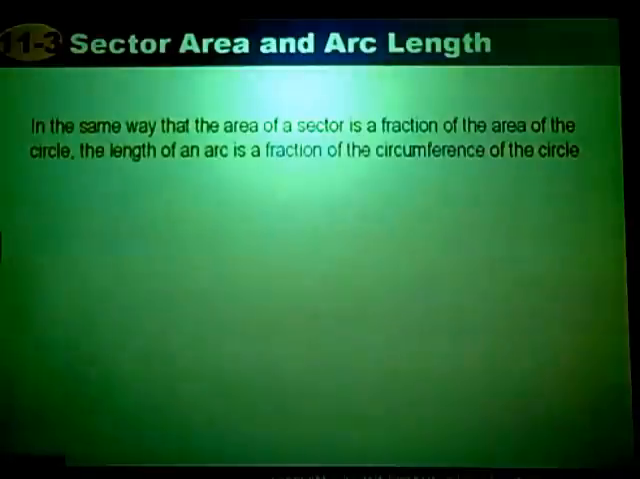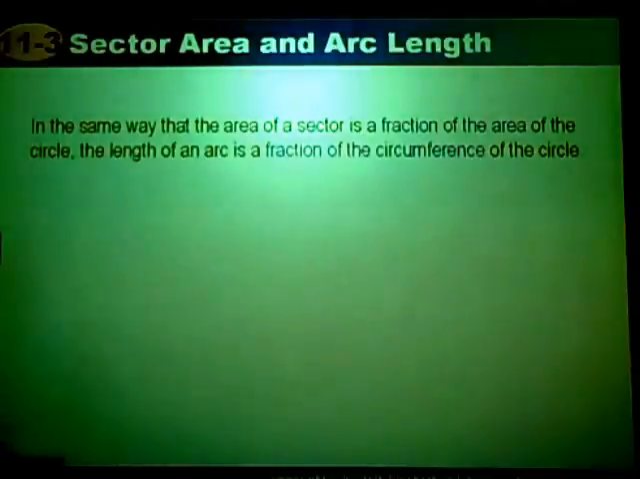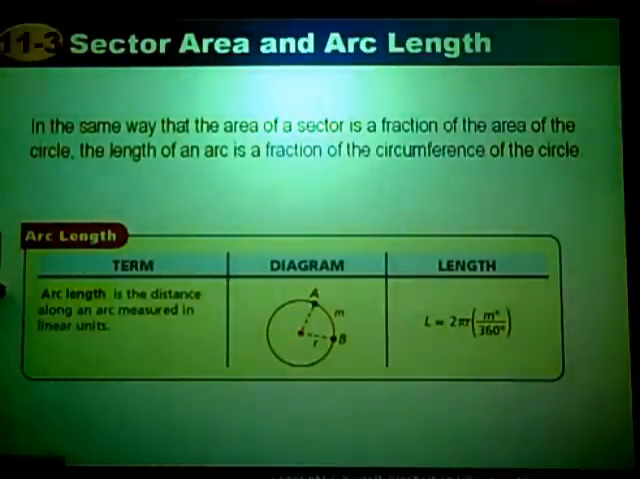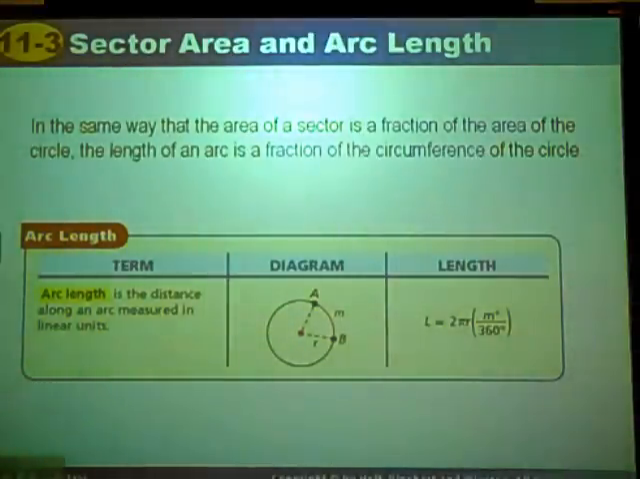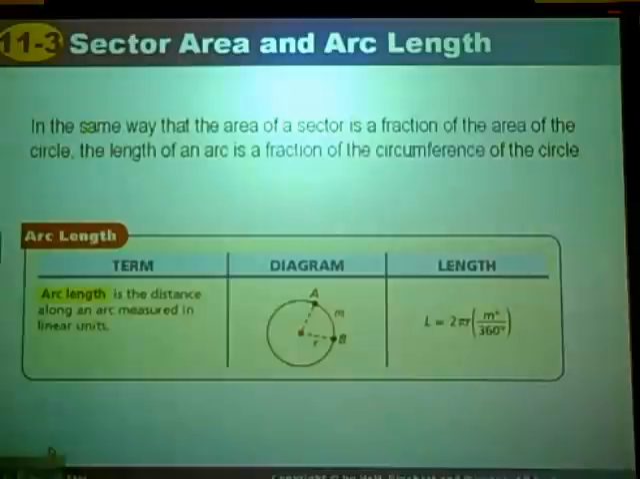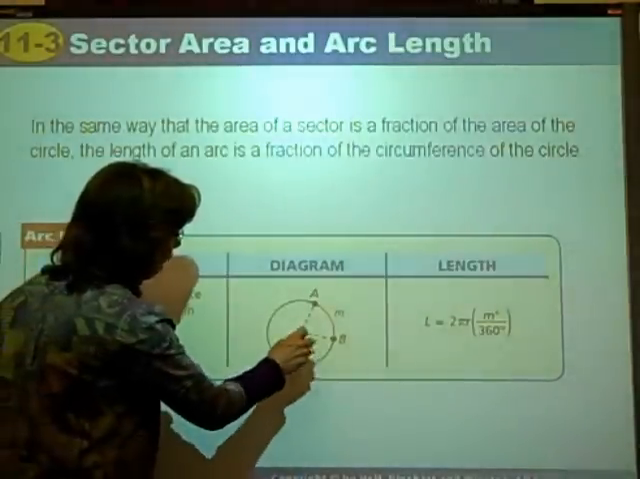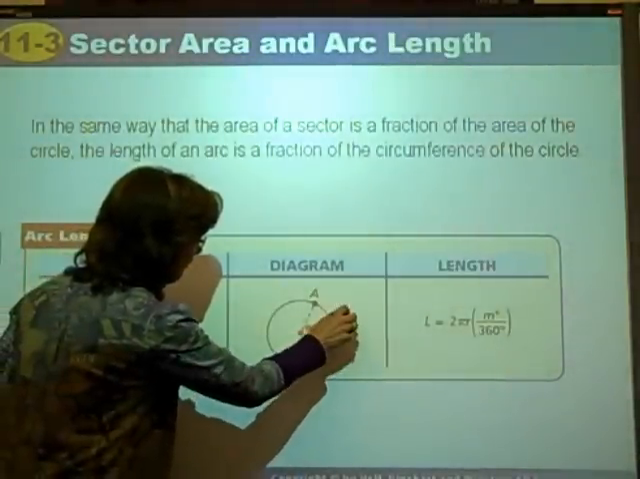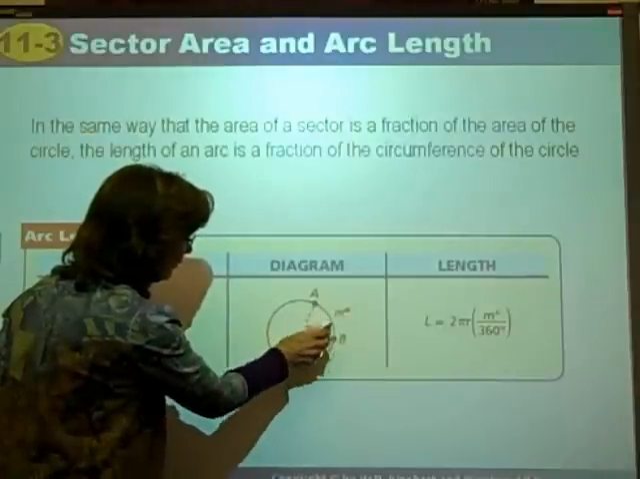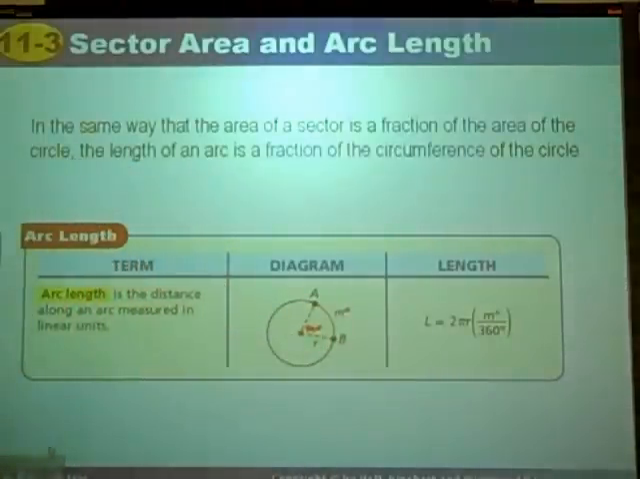Okay, now we talked about finding that fraction of the area. Now, what about arc length? Well, that's a fraction of the circumference of the circle. So they're very much related. Arc length is the distance along an arc, right here, and it's measured in linear units, okay? So if this is degrees, then this, the length, would be like inches or centimeters, that sort of thing.